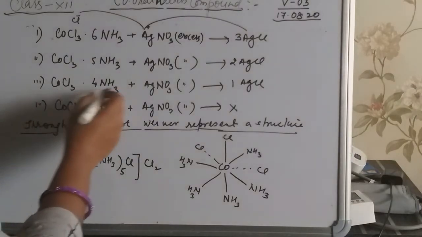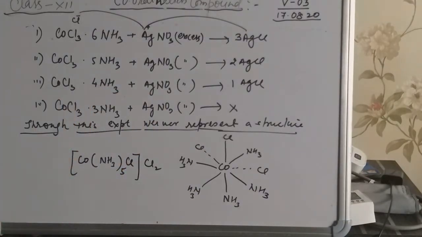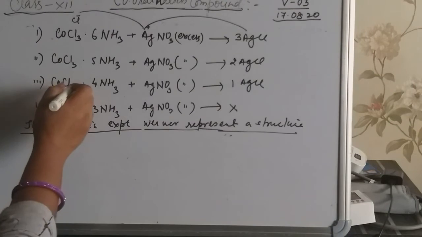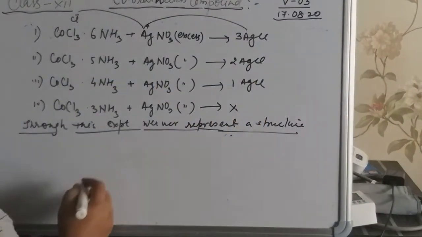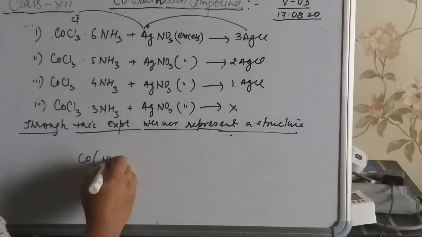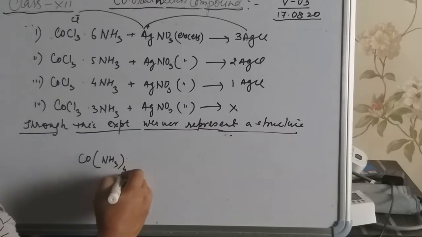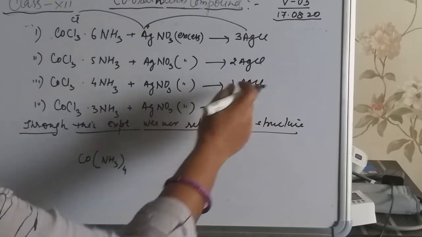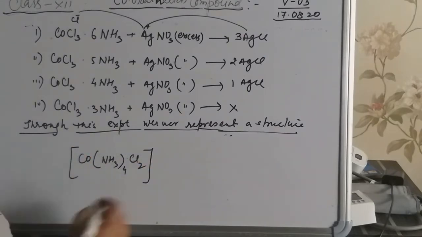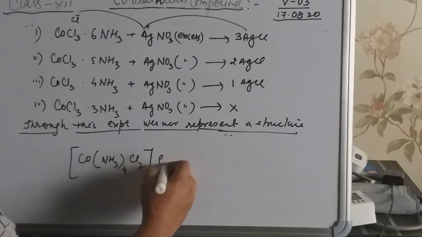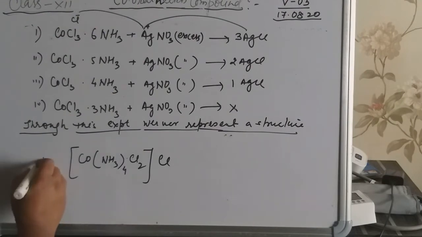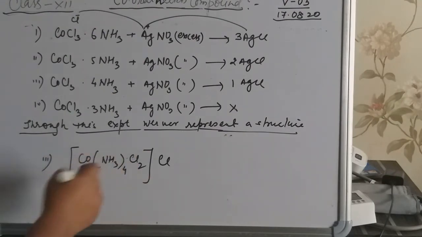Let's see the structure or formula of the third condition. In the third, only one ionizable chlorine. So let's discuss cobalt and NH3 is 4 and only one chloride ionizable, that means 2 chlorido are present inside the coordination sphere and only one is present in the ionization sphere. So in this way you can easily draw the structure of a particular compound.